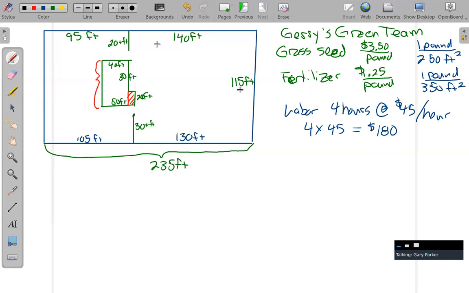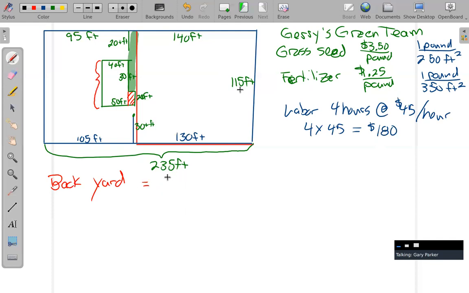All right, for the grass seed, we need to find the area of the whole yard. So let's see, what do we got? And the yard isn't quite a perfect rectangle. We got this extra section there. And then otherwise, we have a rectangle for the yard. Something like that. Over and up. So I'm going to do the yard in 2 pieces then. I've got this 130. So this is for the backyard, by the way. Yep, backyard.